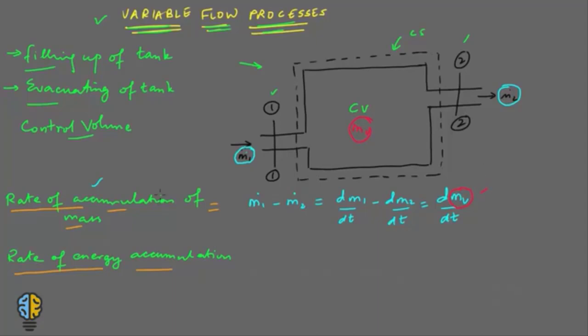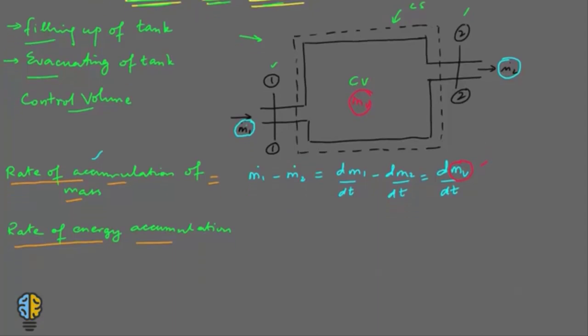The next thing that we are interested in analyzing is the rate of energy accumulation. The rate of energy accumulation within the control volume is equal to the net rate of energy flow across the control surface, which is the rate of energy inflow minus the rate of energy outflow.